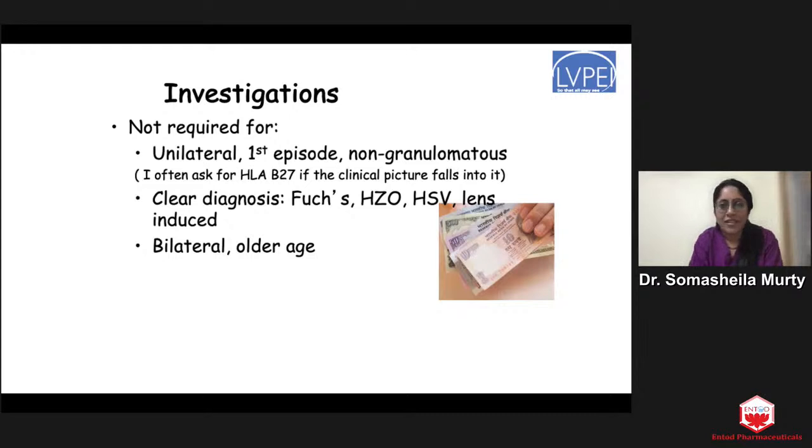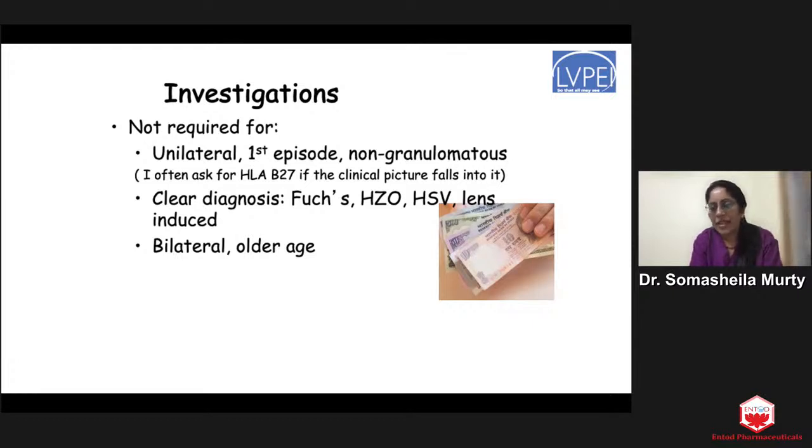Like my mentor, Professor Narsingh Rao, used to always say that everybody is entitled to have one episode of uveitis in their life. And that's like just getting some kind of immune trigger and you get an episode of uveitis. So he used to prefer not to investigate. I don't know if he's changed his practice now, but this was years ago when I was a fellow. So he used to not investigate if it was just one episode.